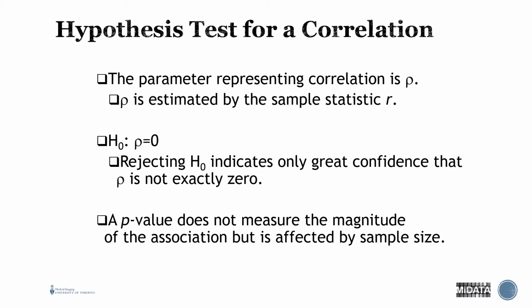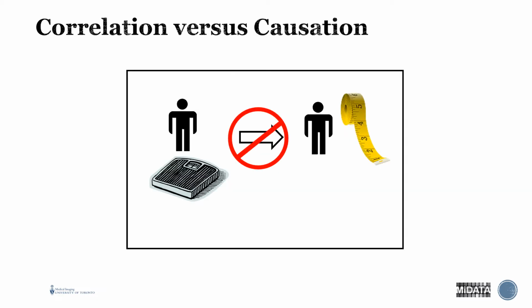But what's the hypothesis test for correlation? So the parameter representing correlation is rho, and rho is estimated by the sample statistic R. So your null hypothesis is that rho equals 0, and rejecting the null hypothesis indicates only great confidence that rho is not exactly 0. And a p-value does not measure the magnitude of the association, but is affected by sample size. And remember, correlation is not equal to causation.